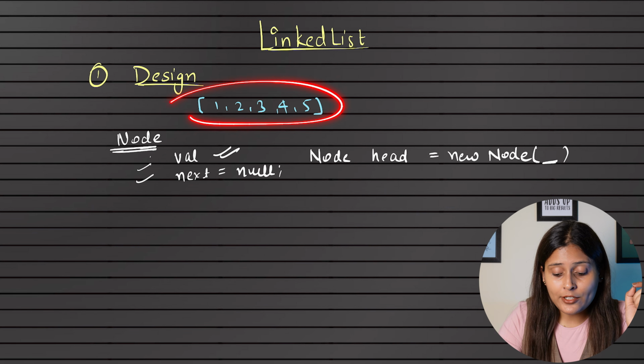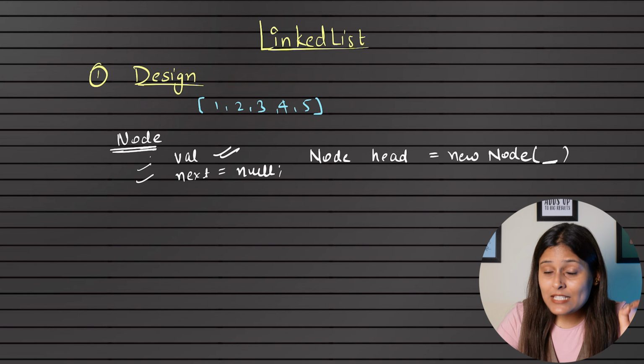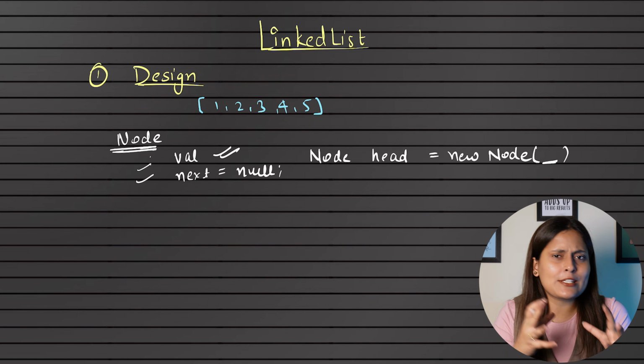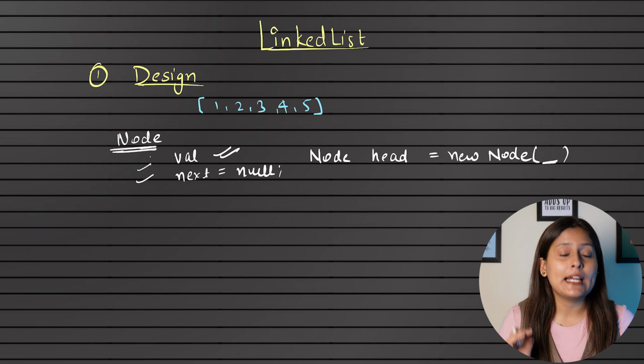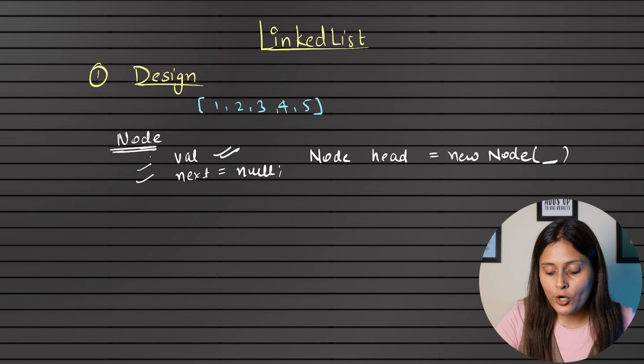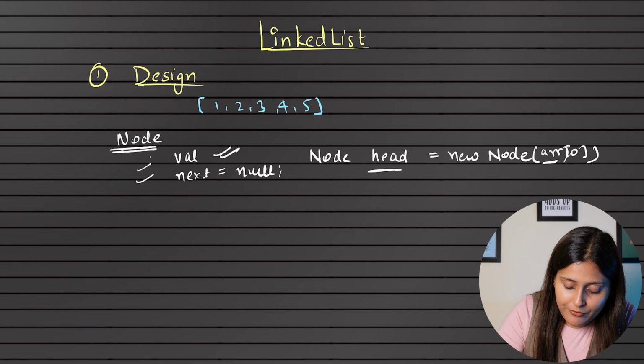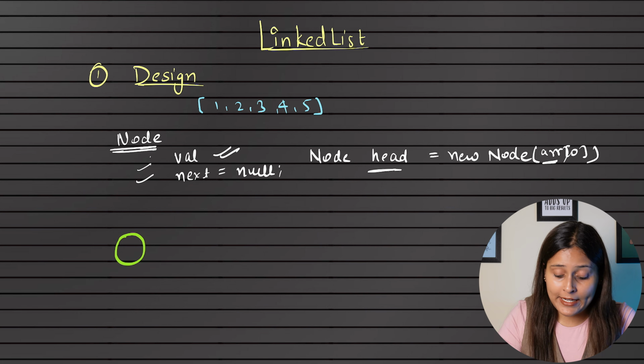What if the length of the array is 0? It means we have no such element in the array. So in that case, the linked list cannot exist and we will return null. So the very first node we want to make is head, and the value will be array of 0. Okay, so now we can say we have our very first node of the linked list.